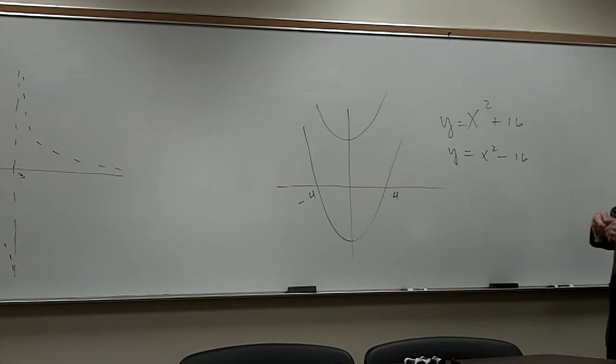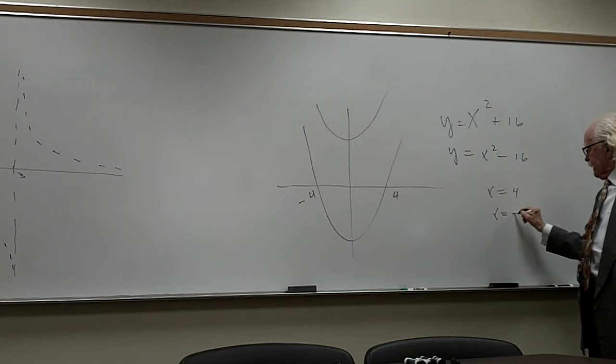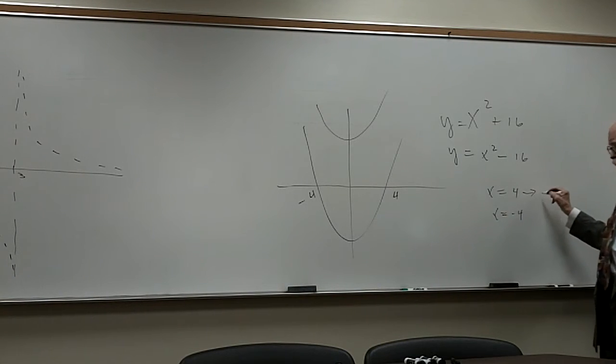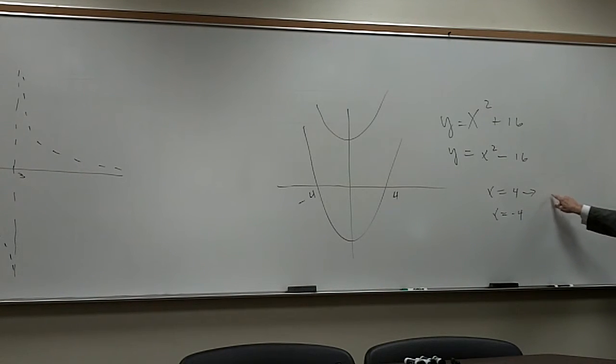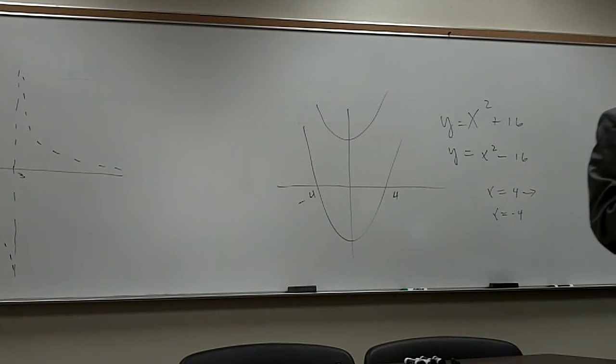And what are the two solutions? X equals 4. X equals negative 4. This is a solution set of odd multiplicity. Why? Because how many negative 4s do you see? Just one. How many positive 4s do you see? Just one. And 1 is an odd number. What is an odd number?